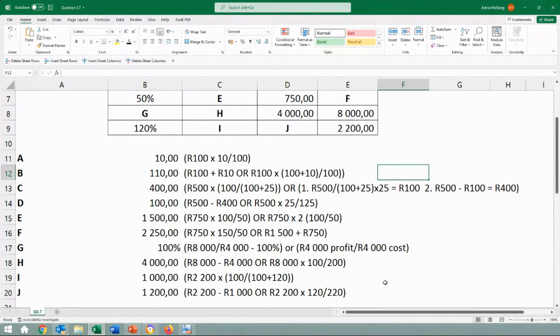Okay, so for this table, do you guys have any questions on this? Do you guys have any questions?